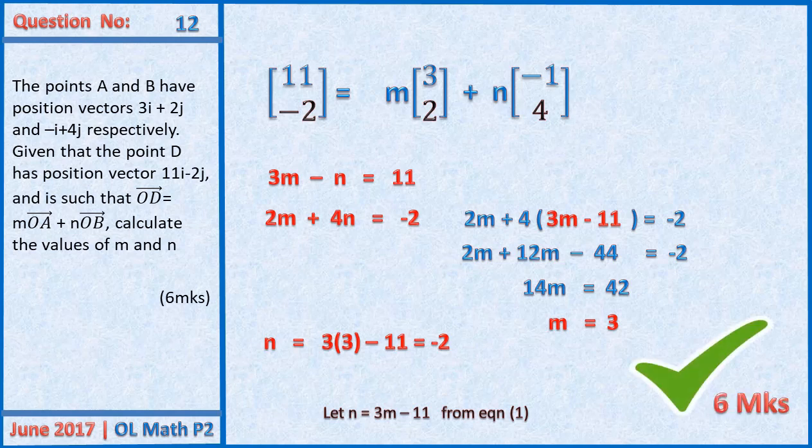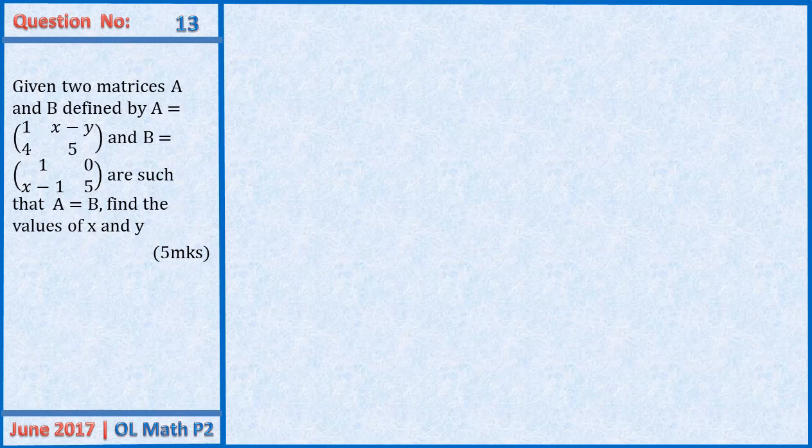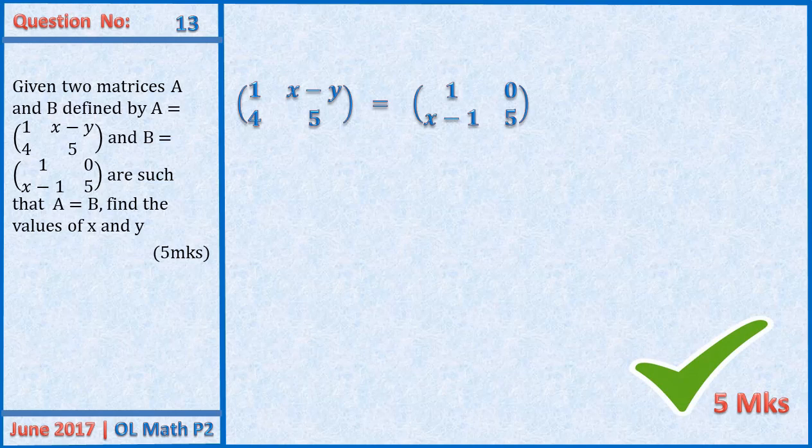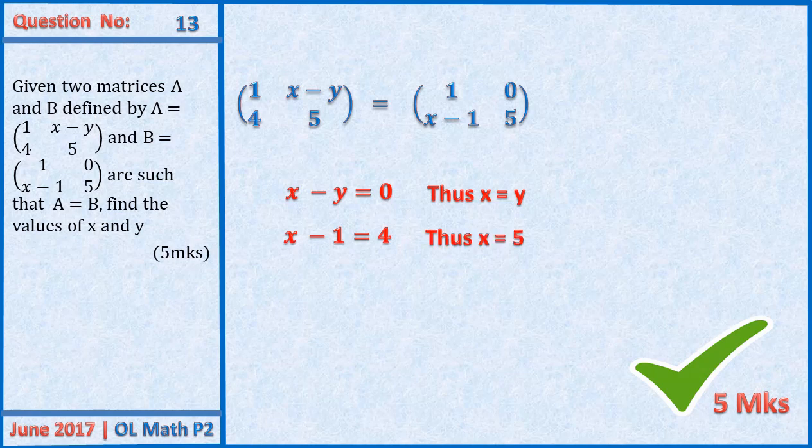Question number 13. Given the two matrices A equals that and B equals that, such that A is equal to B, find the values of x and y. If two matrices are equal, it means their corresponding entries are equal. So in this case, I have my two matrices and I'll equate the corresponding positions. I'll have x minus y equals 0, and the next, x minus 1 equal to 4. So for the first case where x minus y equals 0, it means that x is equal to y. And for the second case where x minus 1 equals 4, it means x equals 5. And if x equals 5, it also means that y must also be equal to 5, since x is equal to y.